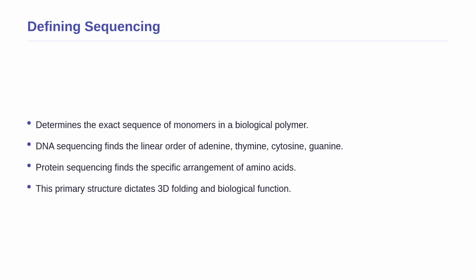Now that we know the alphabets, what exactly is sequencing in a laboratory setting? In biochemistry, sequencing refers to the precise methods used to determine the exact sequence of monomers in a biological polymer. For DNA, this means finding the linear order of adenine, thymine, cytosine, and guanine. For proteins, it involves determining the specific arrangement of amino acids linked by peptide bonds. This is crucial because this primary linear structure dictates how the molecule will fold into a 3-dimensional shape, which ultimately determines its biological function in the cell.